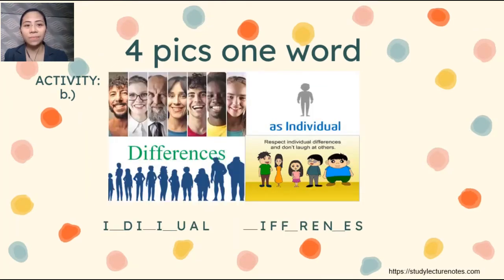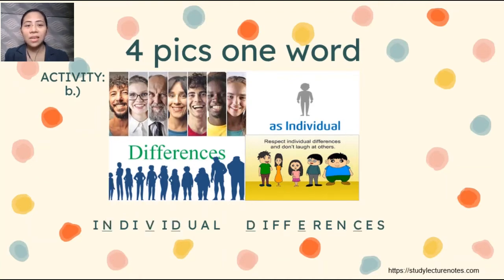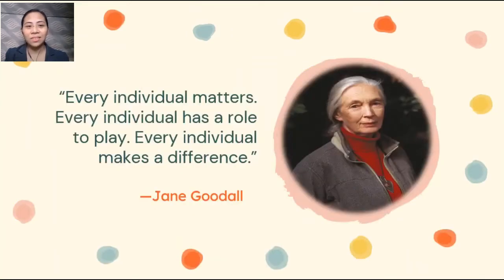Okay, next picture. In the first picture, there are different faces, skin tones or genders. The second picture is a man standing as an individual. The third picture shows differences in body posture and height, and the fourth. So there are 3 letters missing in each word. I guess you already know the correct answer. It's individual differences. I think you all got the correct answer. Good job! Okay, moving on.